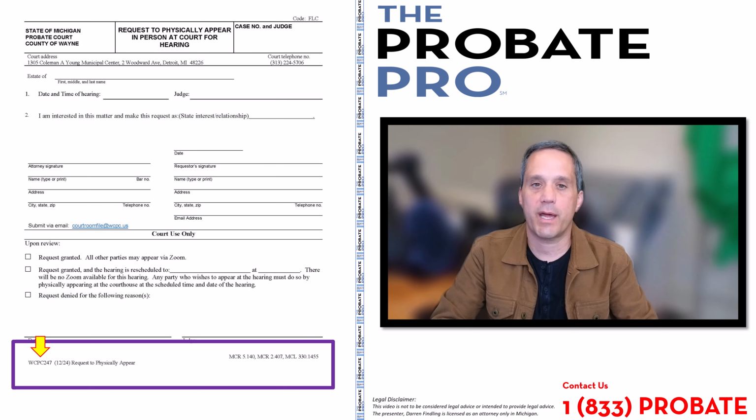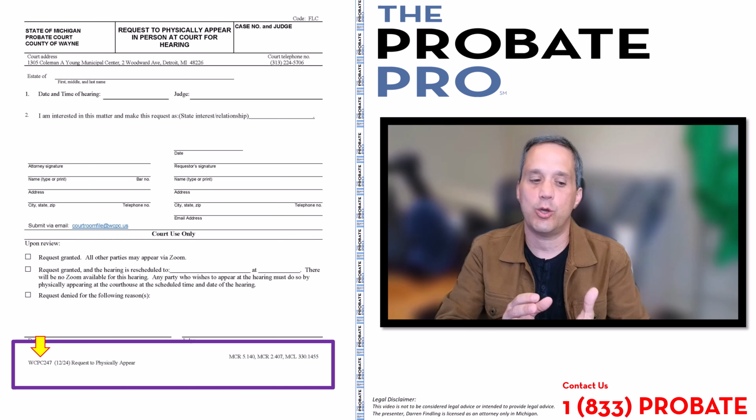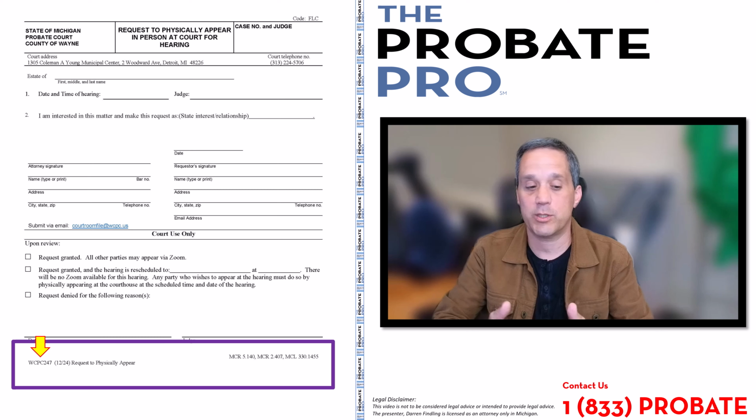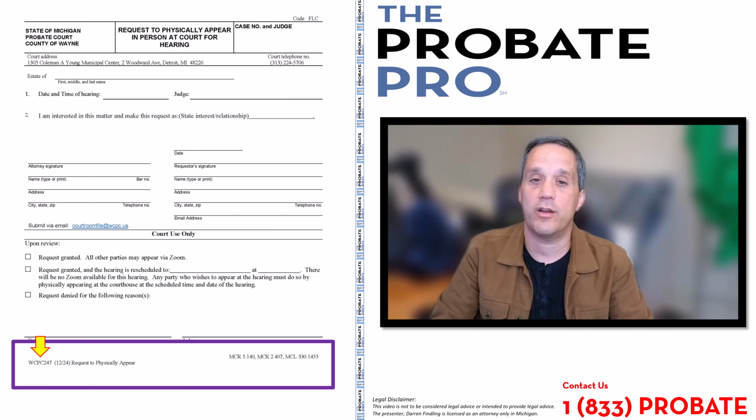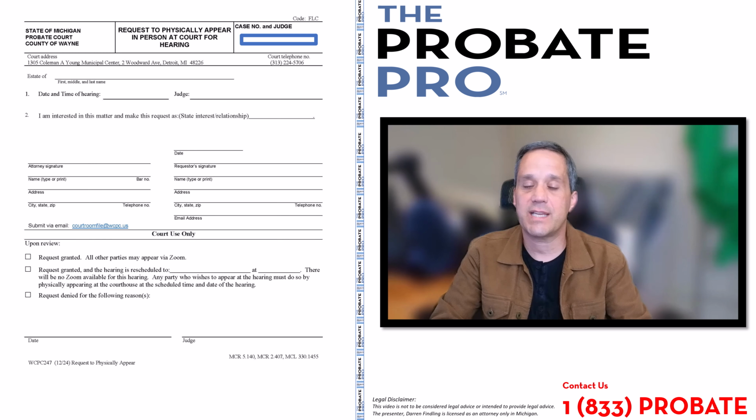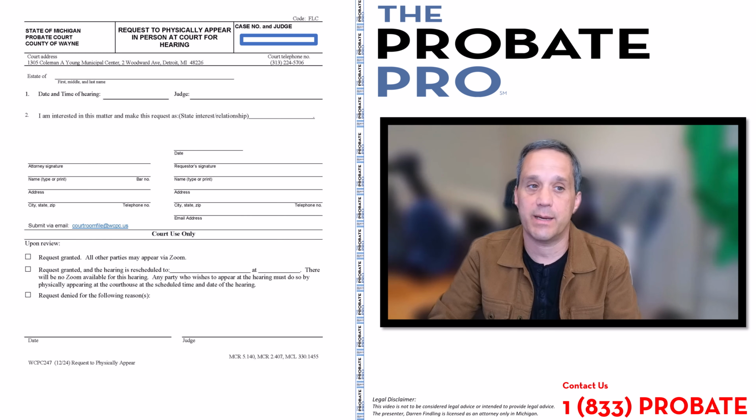As you can see in the bottom left corner, it is Form WCPC 247. That stands for Wayne County Probate Court, and it's a request to physically appear. It also identifies the court rules that are relevant to this particular form, as well as the statute MCL 330.1455. At the top right corner, you would identify the case number and the judge.